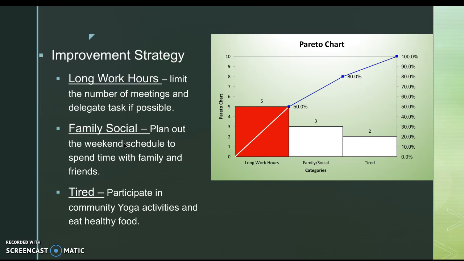And looks like my main two categories are the long work hours, and the second biggest category is the family or the social events. Long hours would be if I'm working for 12 hours in office and coming back home feeling very tired, so not completing the work. So my improvement strategy in that category would be to limit the number of meetings and delegate tasks if possible.